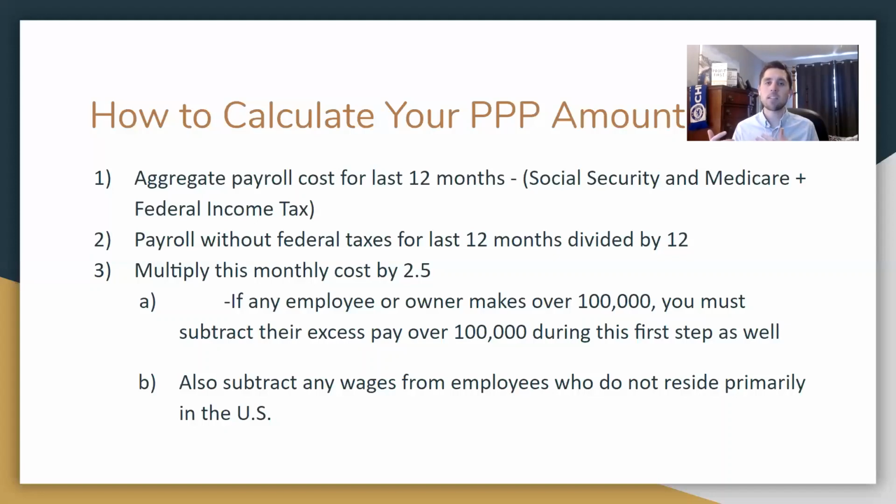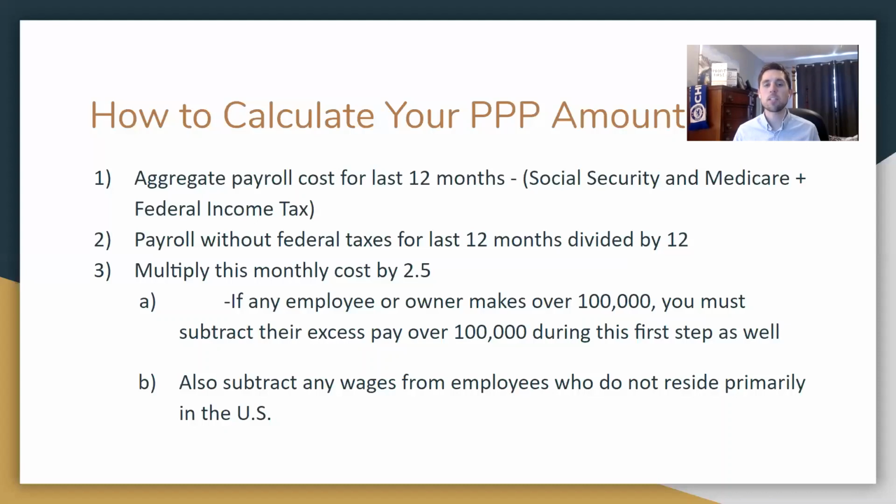Those federal taxes are not covered under the PPP. They will not be forgiven. You are not supposed to use the PPP for those taxes. Once you have that amount, so it's payroll without federal taxes, everything besides the federal taxes, the state taxes can stay in there, just not the federal. You divide that by 12 to get your monthly payroll cost. And then you multiply that times 2.5, because the PPP is supposed to cover 2.5 months of payroll.